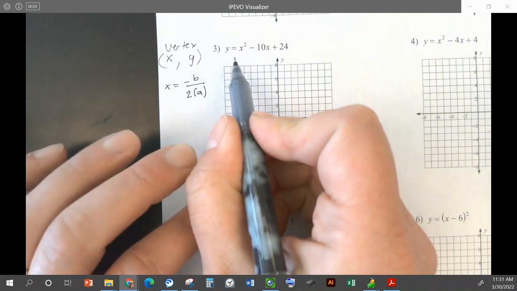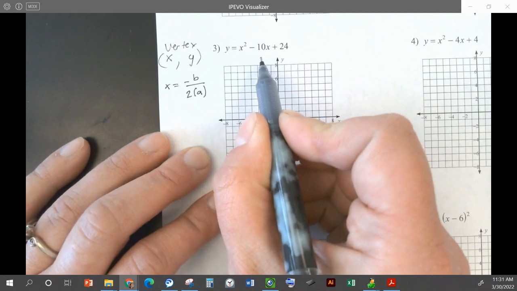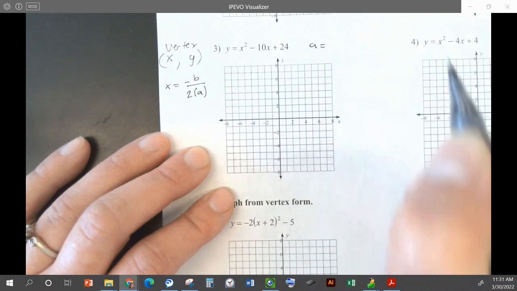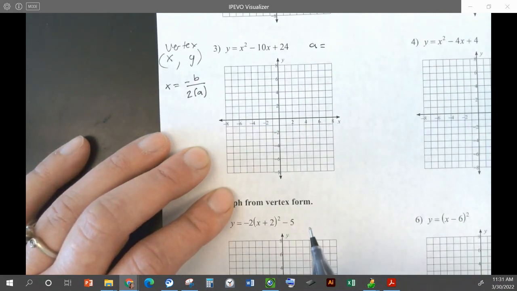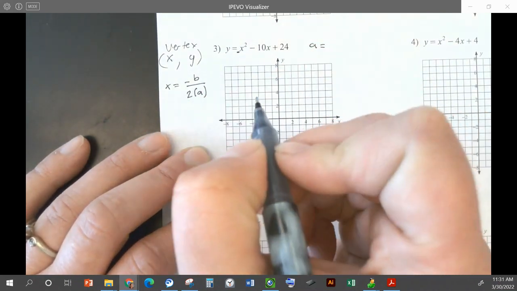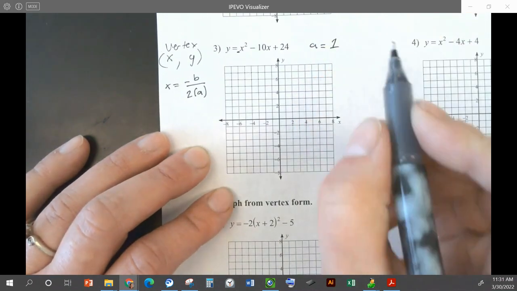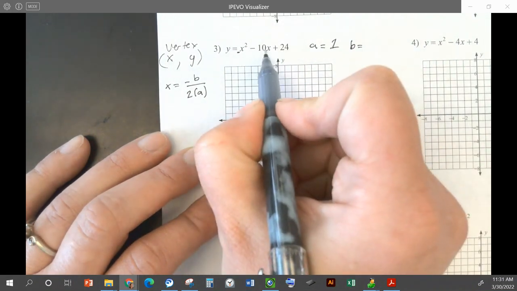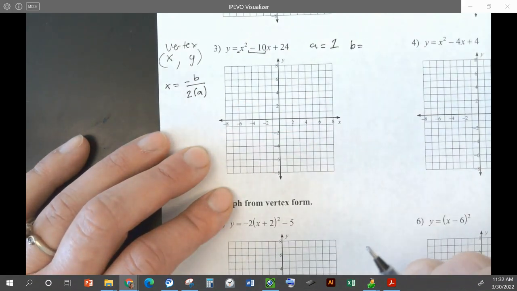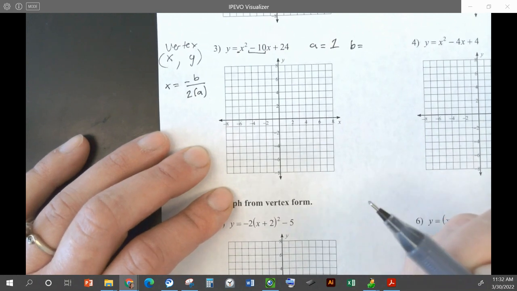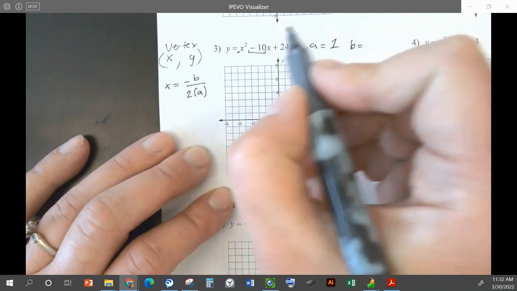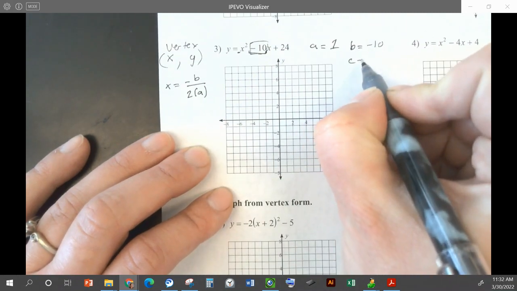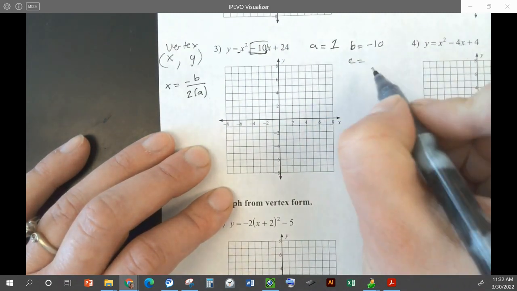So when we're looking at this equation, this function, which one of these is a? What is a? First one. Good, the first one. And what's that? Good, 1. Good, so a is 1 here. How about b? What's b? The second one. Good. What is it? 10. Good, and it's negative. We have to bring the sign with it, so it's negative 10. And c, what's c here? Good, the last one, 24.